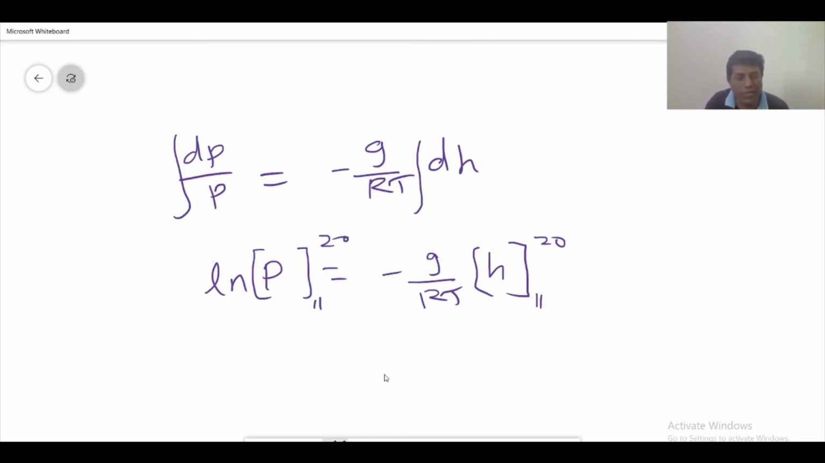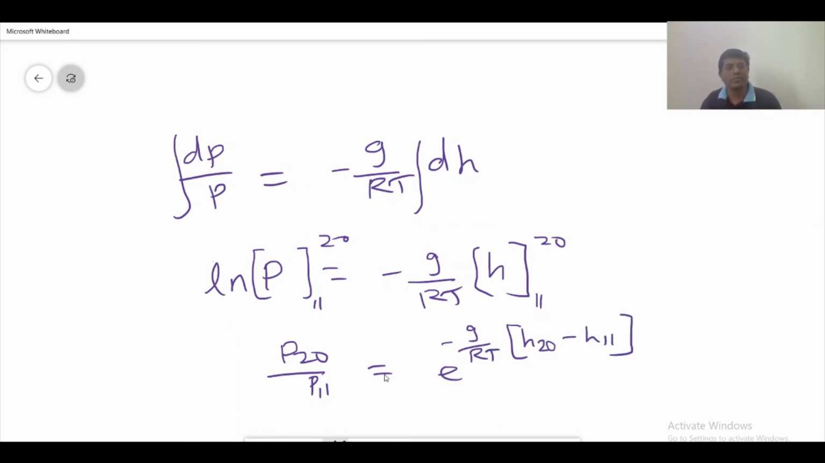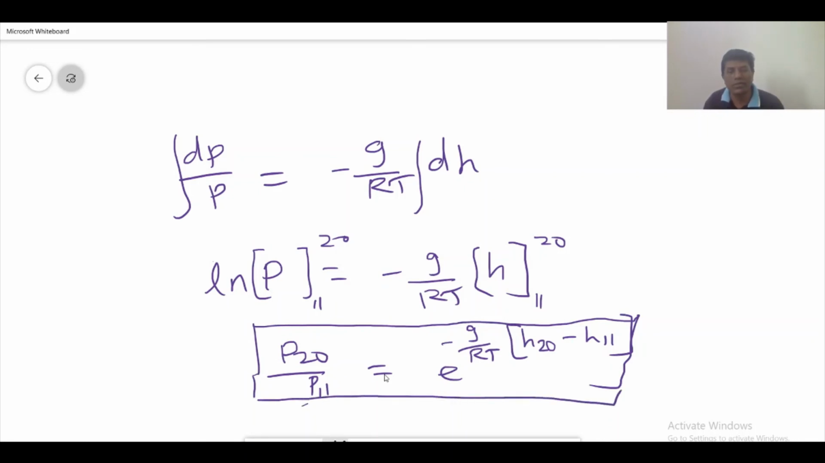So this is the formula for finding the pressure, and the temperature remains constant. If you apply the limits, P20 divided by P11 will be equal to this: minus g by RT times h20 minus h11. So this is the formula for the stratosphere, how to find the pressure and the temperature. These are the formulas for finding the pressure and temperature in the troposphere and the stratosphere.